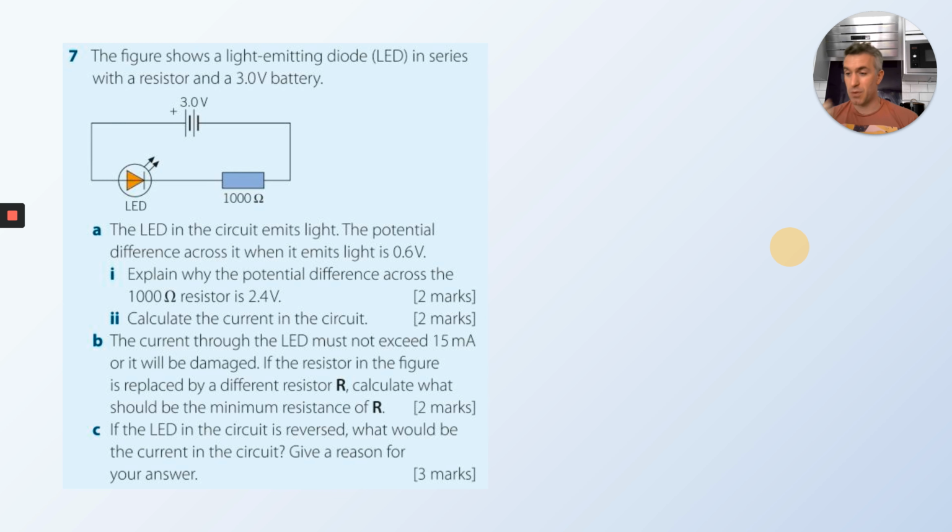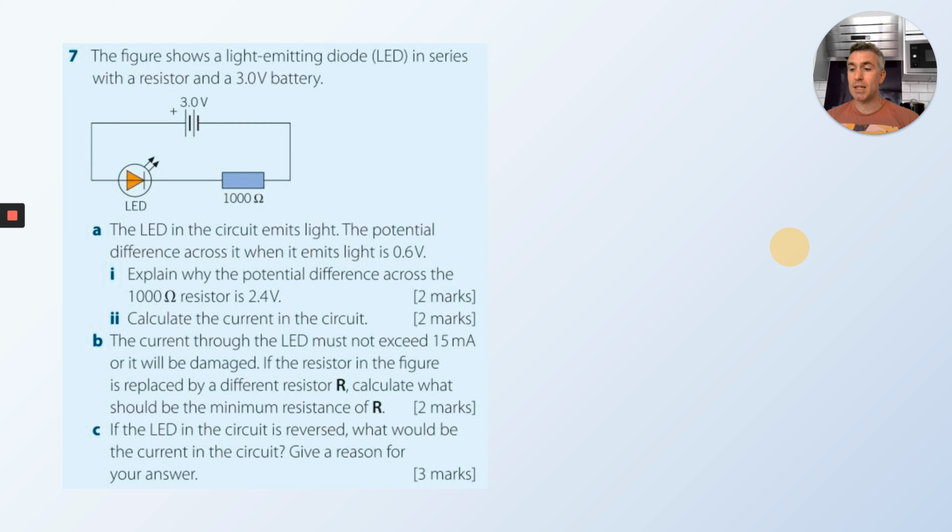Explain why the potential difference across the 1000 ohm resistor is 2.4 volts. That's talking about how to work out the potential difference in a series circuit. You can do that. Once you've done that, part 2, calculate the current in the circuit. Simple.